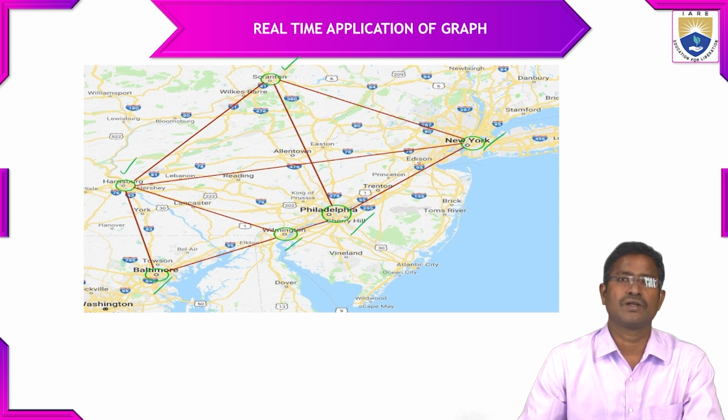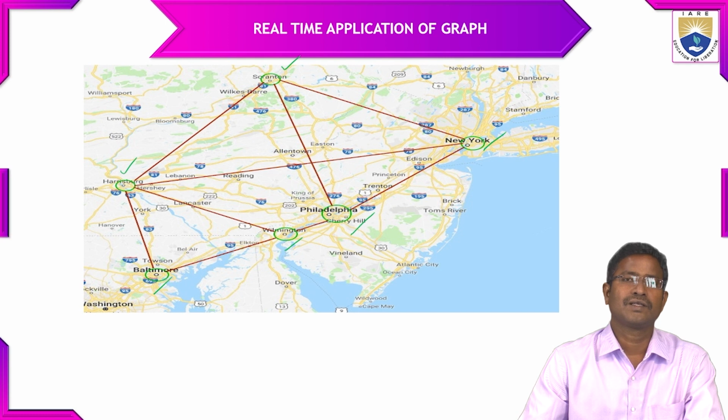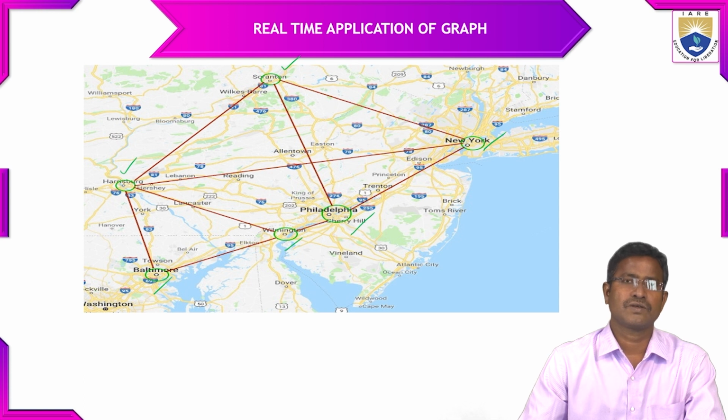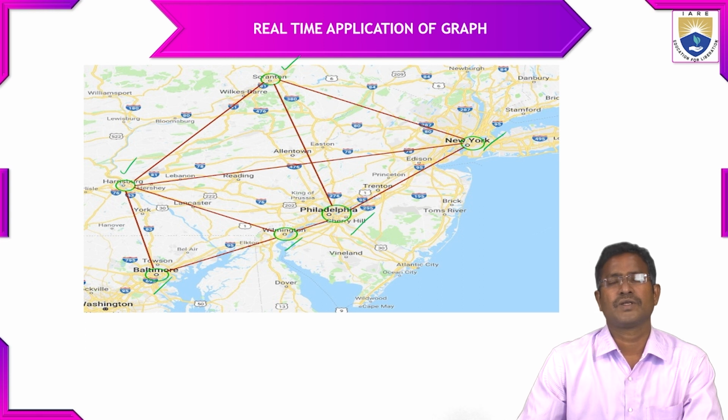Are you going by walk? Are you going by two-wheeler? Are you going by car? Are you going by train? The flight is not included, right? And see here, earlier when I saw Google Maps, you didn't have such features. Suppose you are traveling in a train, you can also see the speed at which the train is moving. So all these are apps. All these are applications of graph theory.